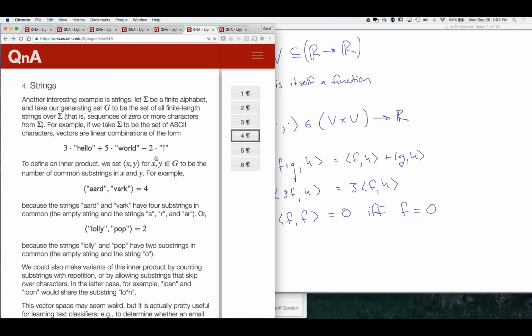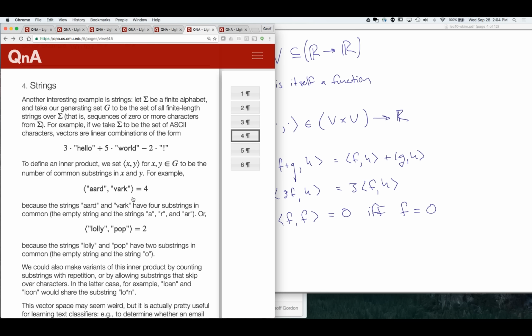Okay, so now it's a vector space, and I would like to make it as well an inner product space. And so in order to do that, I have to define an inner product. And the way I'm going to do that is I'm going to define an inner product on the generating elements. And there's a lot of ways to do that. But one of them is the one listed in this example. We'll set the inner product between a pair of vectors to be the number of common substrings in those vectors. For example, the number of common substrings between ard and vark is 4. They have the empty string in common, they have the string a in common, they have the string r in common, and they have the string ar in common.